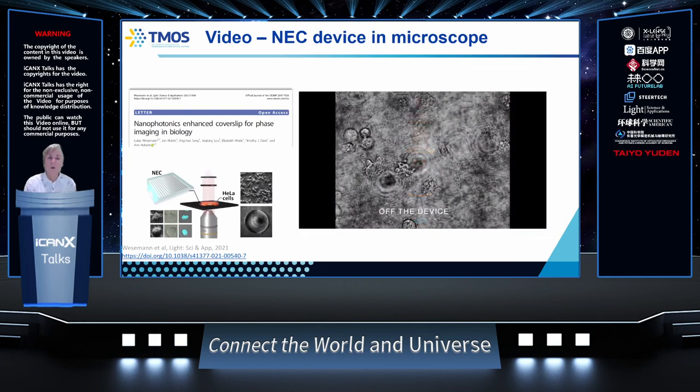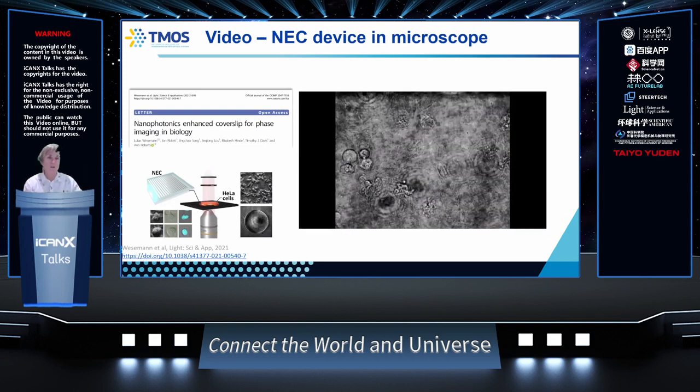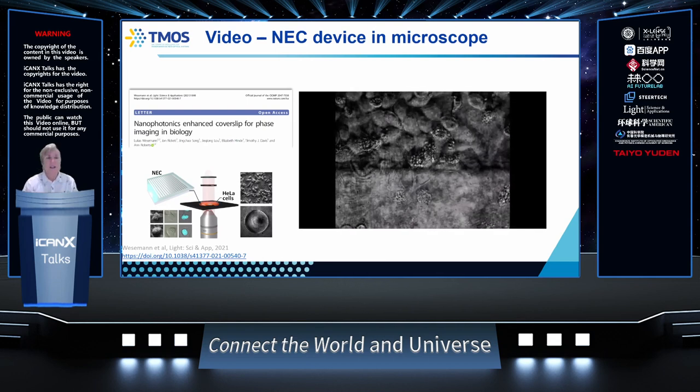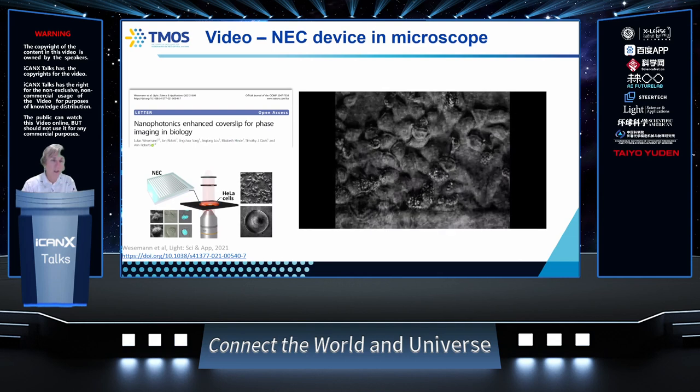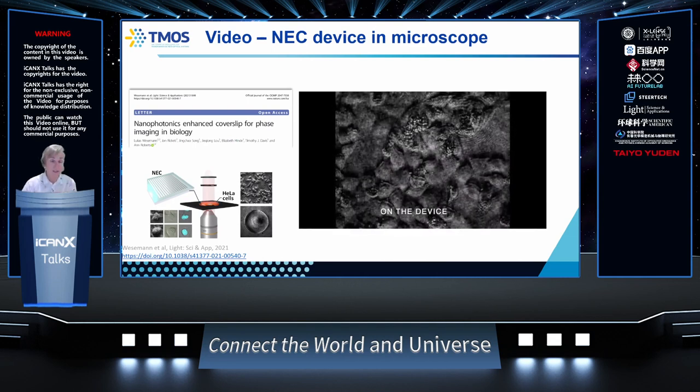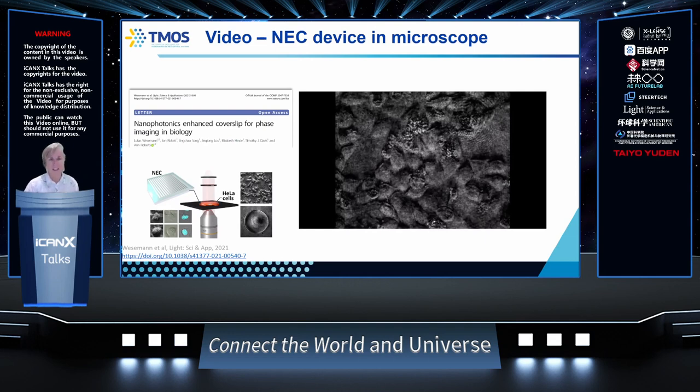So this is what we see off the device. And what you'll see is that the patterned area of the sample is moved into the field of view, and you can instantly see an enhanced contrast image. So there were cells in that lower region, but you just couldn't see them. And I think this also highlights the fact that it is real time, and there's been no processing performed on the images after they were obtained.